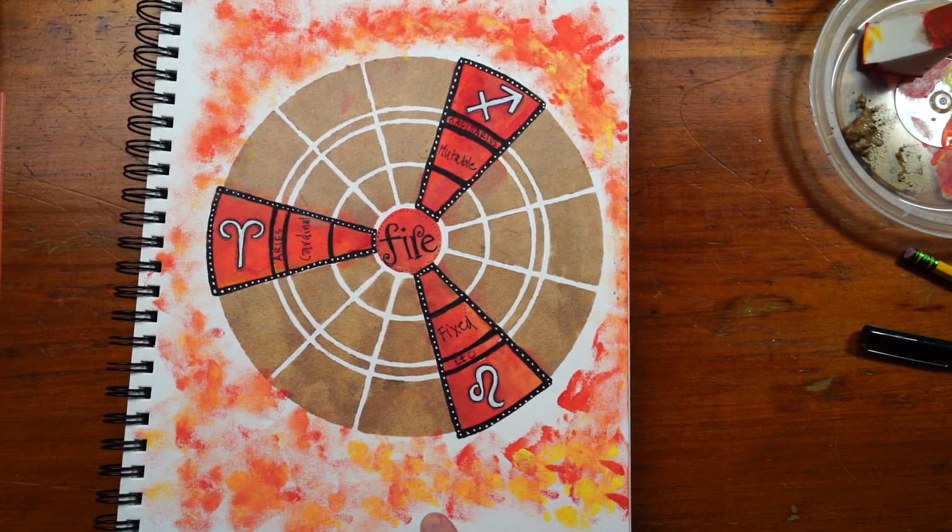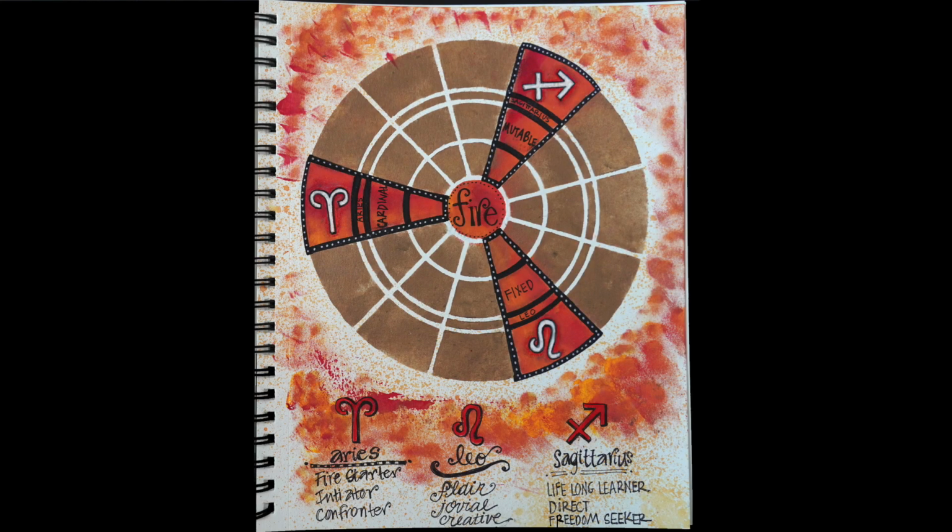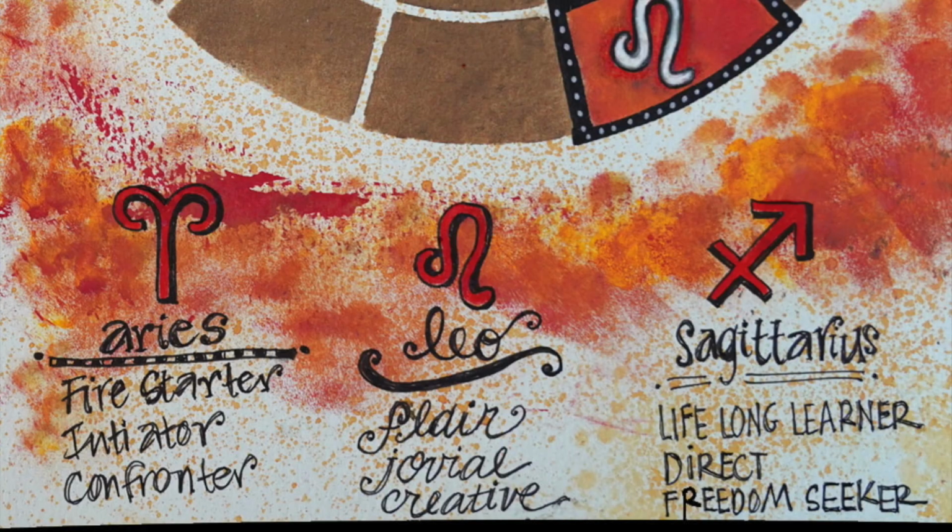At the bottom of this page, I drew in those symbols again. Let's take a closer look. I came up with 3 words to describe the essence of each of these signs. Aries is a fire starter, an initiator, a confronter. In contrast, Leo is known for having flair, very jovial, and highly creative. Sagittarius is a lifelong learner, very direct in sharing his or her opinions, and is a freedom seeker.